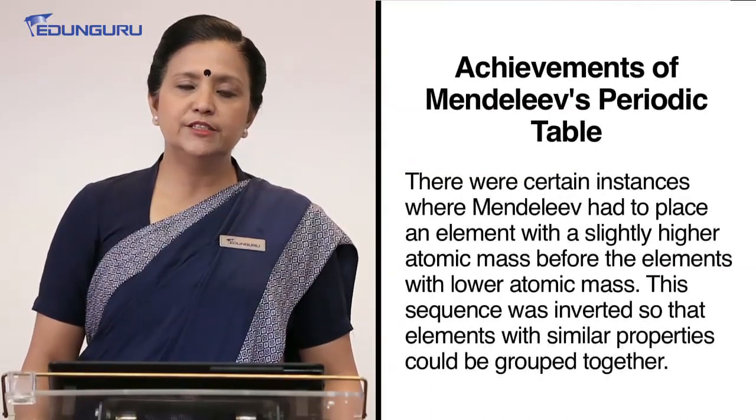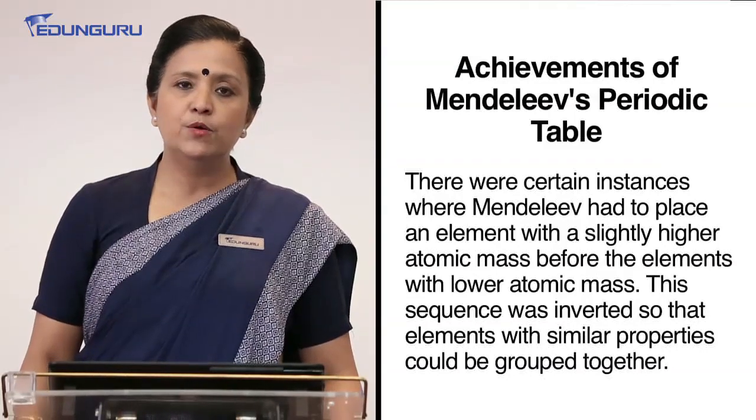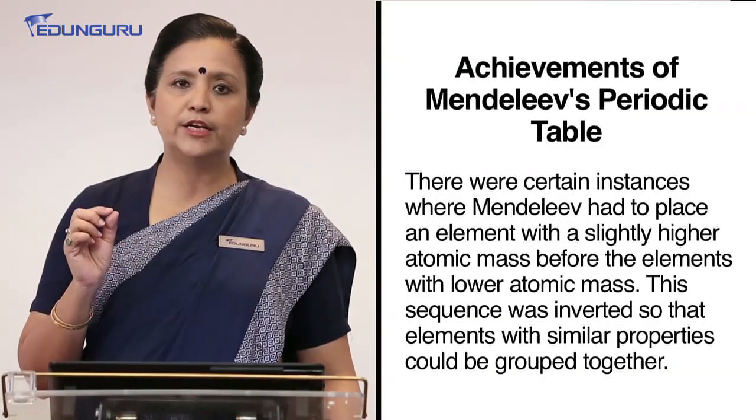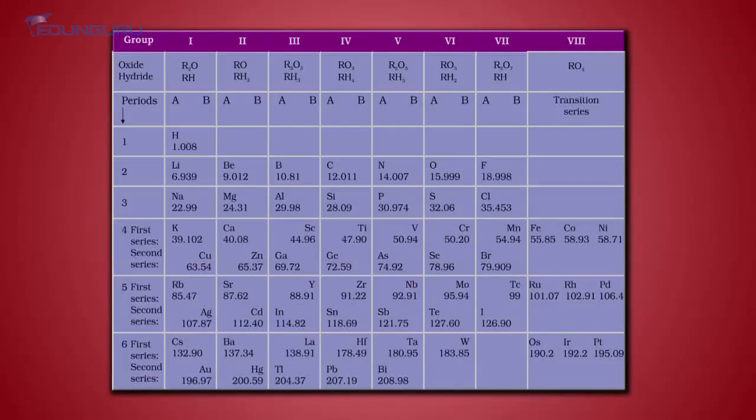There were certain instances when Mendeleev had to place an element with slightly higher atomic mass before an element with slightly lower atomic mass. For example, cobalt with atomic mass 58.9 was placed before nickel, atomic mass 58.7. This was done so that elements having the same chemical properties were in the same column. Cobalt had similar properties to iridium and rhodium, whereas nickel had similar properties to platinum and palladium.